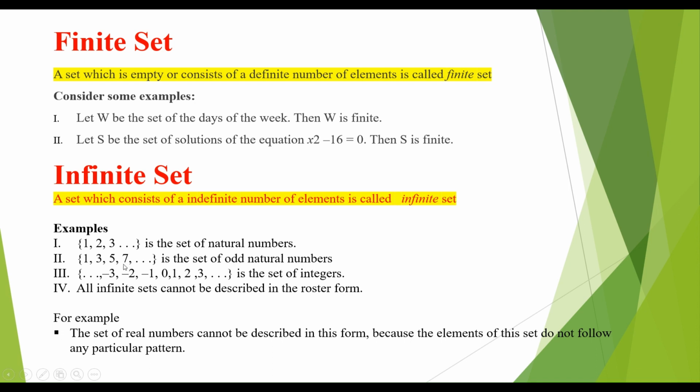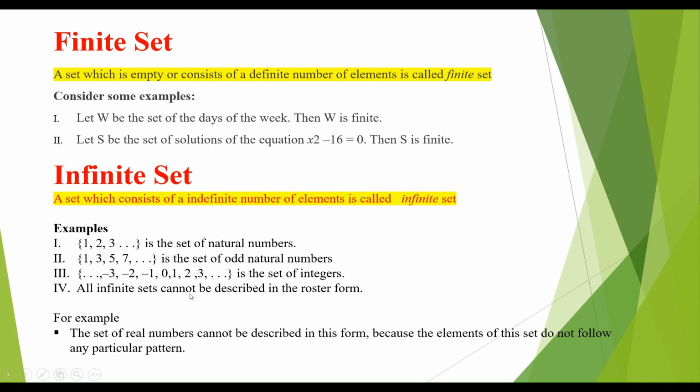Next, 1, 3, 5, 7 is a set of odd natural numbers. Again, there are so many odd numbers, so this is an infinite set. Minus 3, minus 2, minus 1, 0, 1, 2, 3 is a set of integers. There are so many integers, infinite numbers. So we call this again an infinite set.